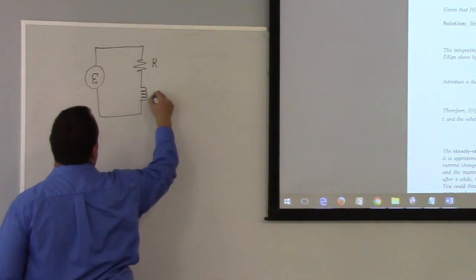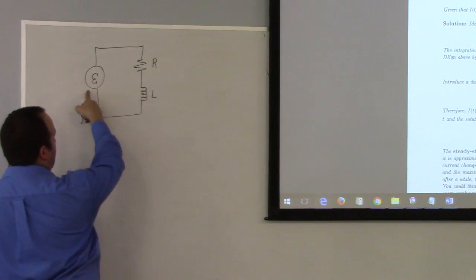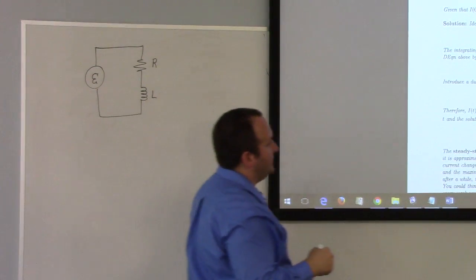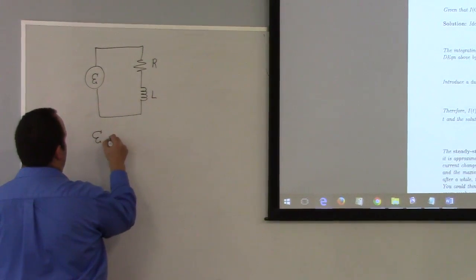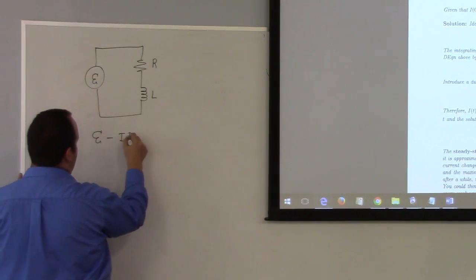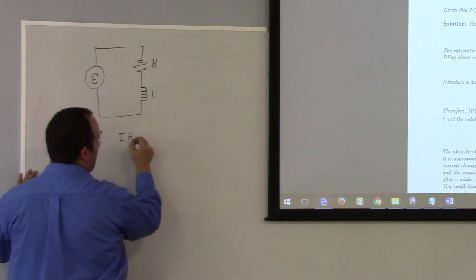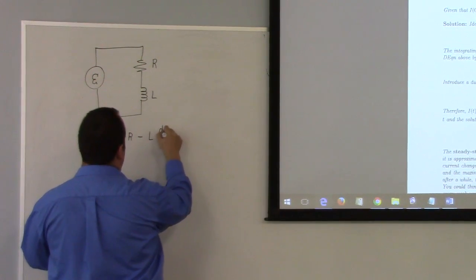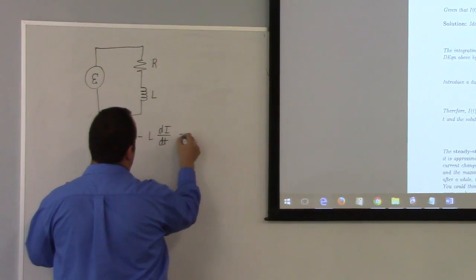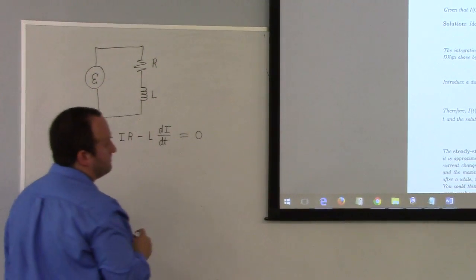So this is a resistor, this is an inductor, this is the voltage source. Kirchhoff's voltage law tells us that we have to solve E minus IR. I keep forgetting signs. Minus L di/dt equals 0. All right.